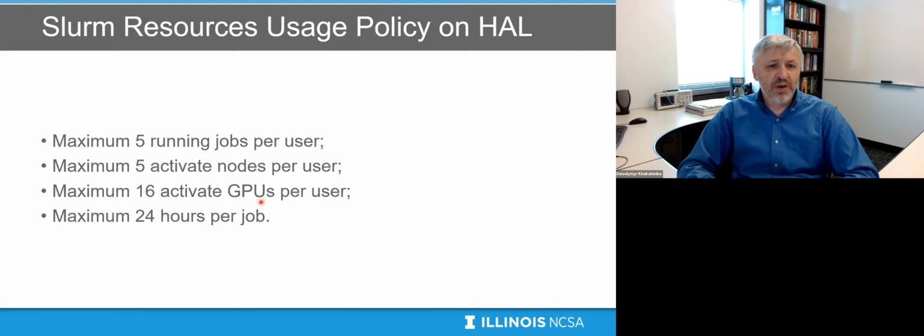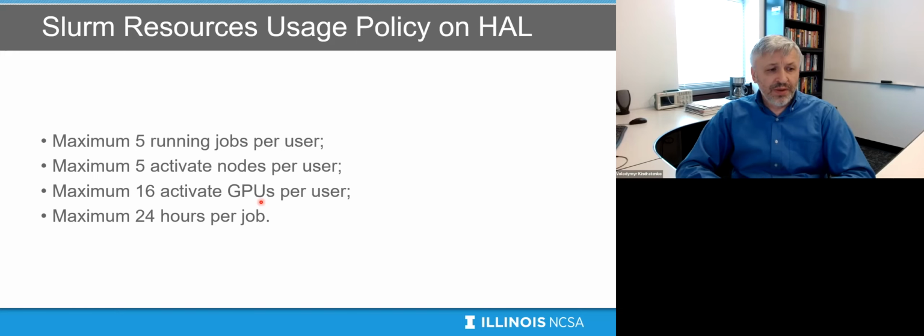There cannot be more than 5 active nodes per user. We do not allow a user to have more than 16 GPUs, and we do not allow jobs to run for over 24 hours per job. There is also a fair share policy that gives priority to those users who haven't run anything recently, and a lower priority to those users who have recently run their jobs. This is to make sure that everybody can have access to the system in a fairer way.